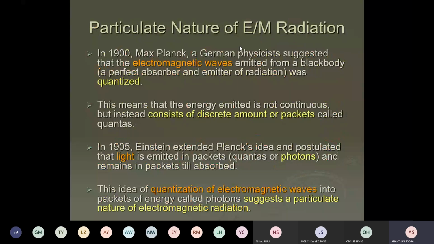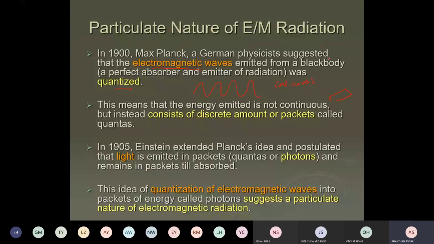Okay, so I go to the highlighted points. The first is electromagnetic wave. In 1900, Max Planck, a German physicist, suggested that the electromagnetic wave emitted from a black body was quantized. You know, for an electromagnetic wave, the energy of a wave is continuous. As far as we know, the energy is continuous.